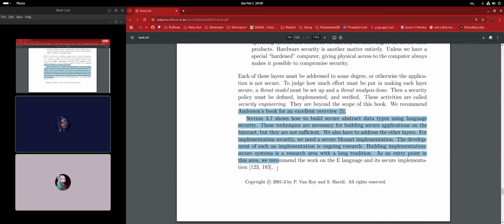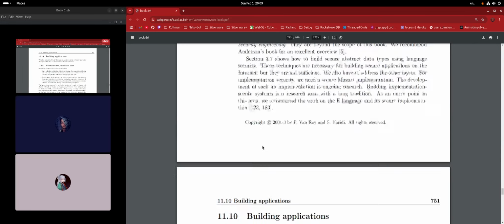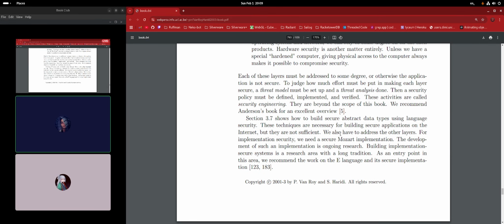But we showed you how to make secure ADTs, and that's true. These techniques are necessary for building secure applications on the internet, but are not sufficient. We also have to address the other layers for implementation security. We need a secure modular implementation. Building implementation secure systems is a research area with a long tradition.